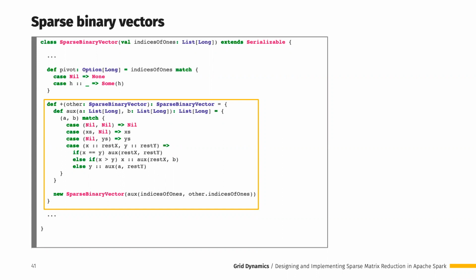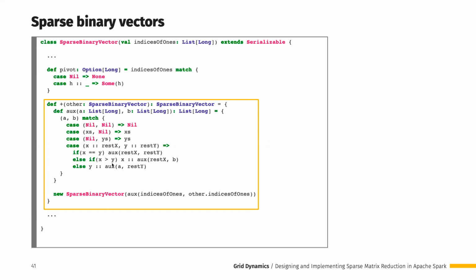So the first case is when x is equal to y. What does it actually mean? Well, it means that a and b, the initial vectors, have a one at the same index, at index x, which is equal to y. And it means that we are trying to add two ones. And as I said, in binary addition, 1 plus 1 is 0. So we return ox of rest of x and rest of y. So we skip the x and y altogether, because they reduce to 0.